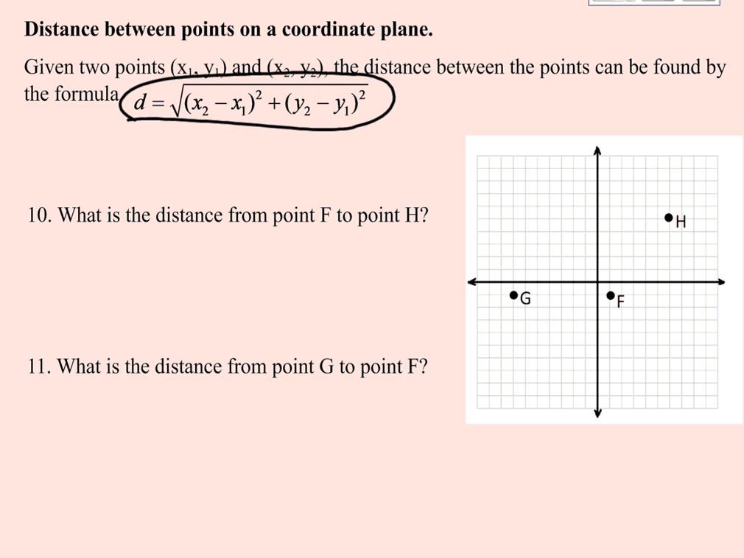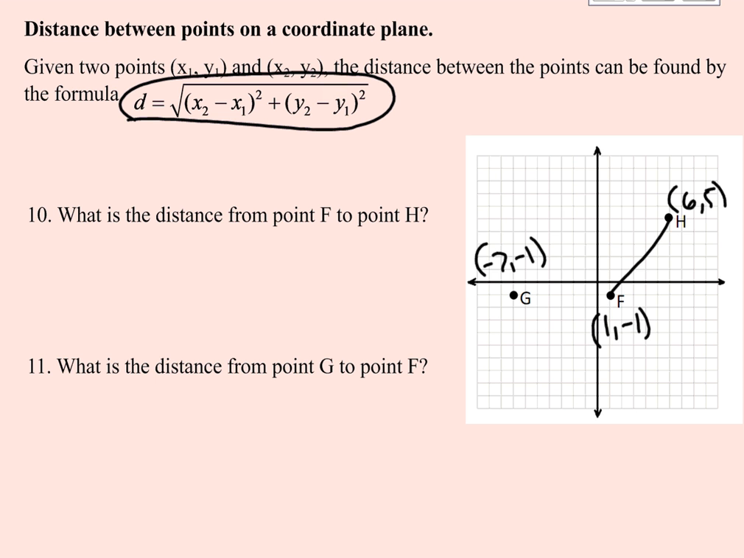Well, now we've got to go back to the points where we're at. F, remember, was at 1, negative 1. H was at 6, 5. G was at negative 7, negative 1. So remember, that's where our points are. So what is the distance from point F to point H?